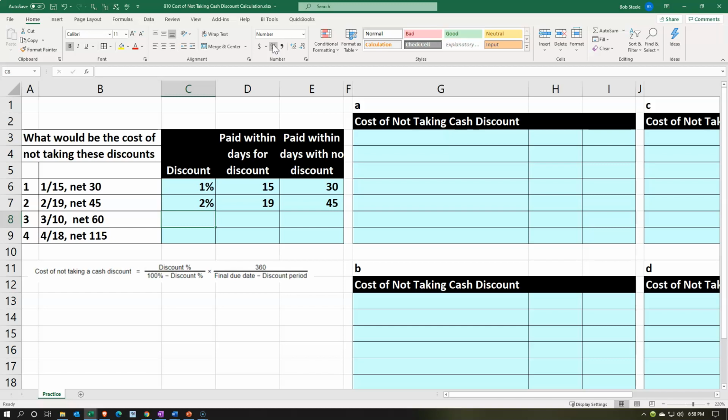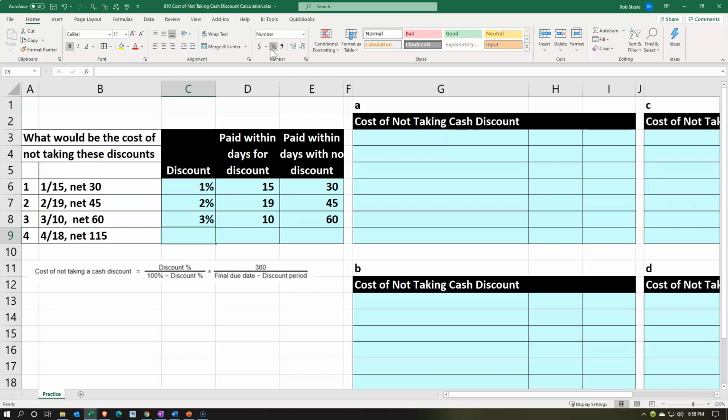Next, we have 3/10, net 60. So, of course, that would be 0.03 or 3%. Percentifying this would be home tab, numbers group, percentify. So 3 if you pay within 10 days, 3/10 net. If you don't pay within 10 days, you got to pay within 60 days. Otherwise, their collection action could happen.